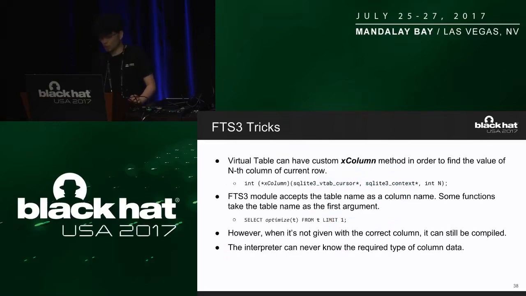Now let's have a quick review of the virtual table mechanism. The virtual table can have a custom method, xColumn, to find the value of the nth column of the current row. In an FTS3 virtual table, it accepts the table name as the column name. Some functions, like optimize, take the table name as the first argument. Basically, what you should do is just select optimize(T) from T, where T is the FTS3 virtual table. During execution, column T stores the current FTS3 cursor.